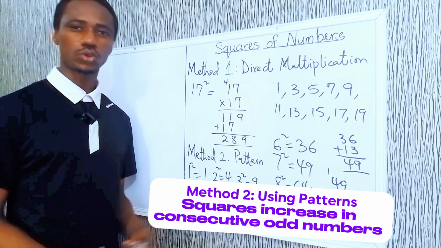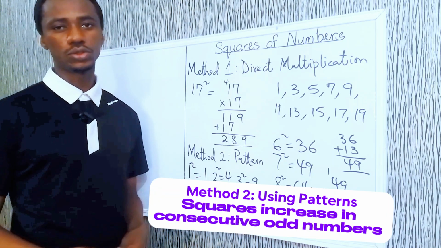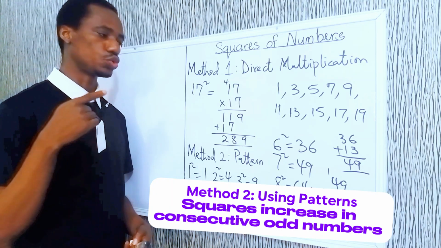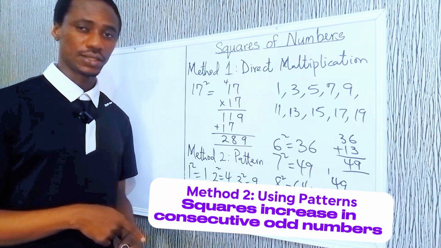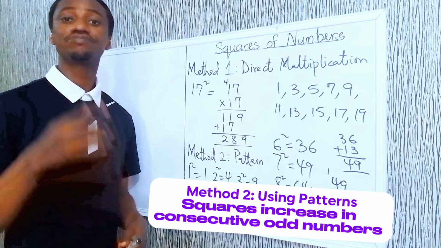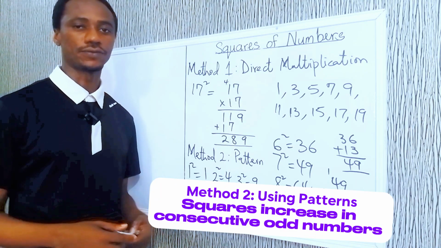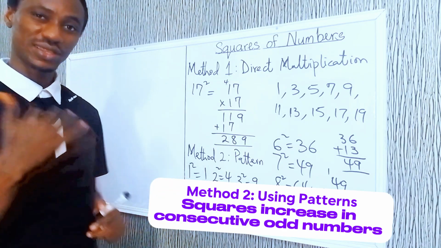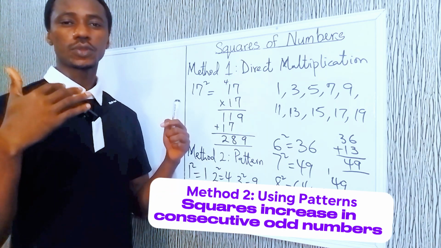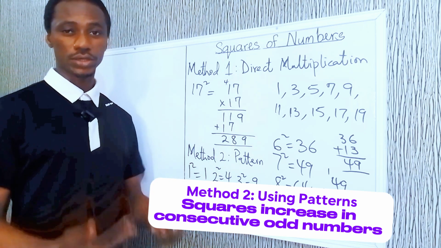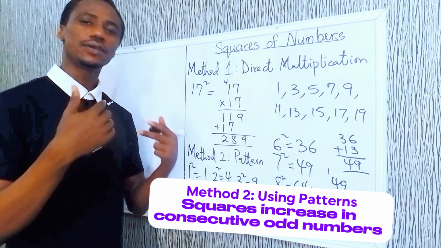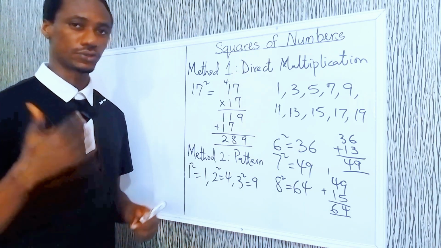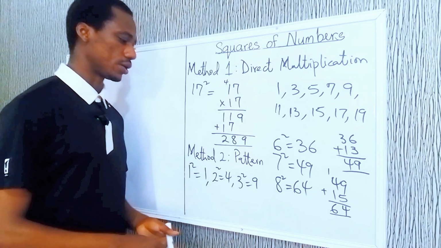So if I'm looking for the square of 21 and I know the square of 20, I could add the 21st odd number to the square of 20, and then that will give me the answer for the square of 21. Okay, so that is method 2, using the pattern, knowing that the squares of numbers increase by consecutive odd numbers as the odd numbers follow themselves.